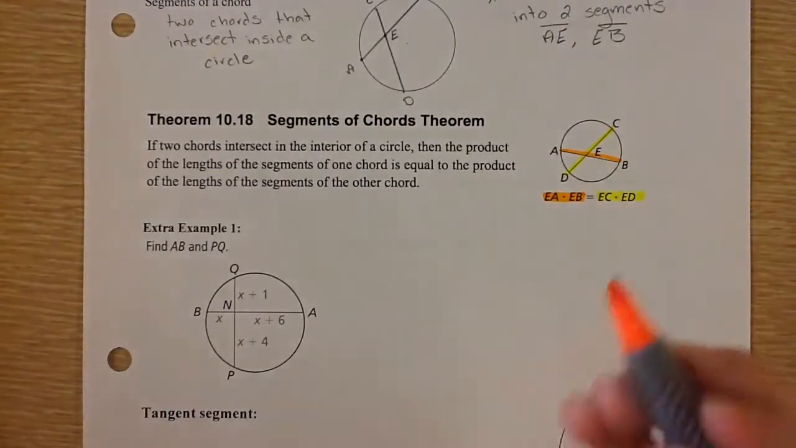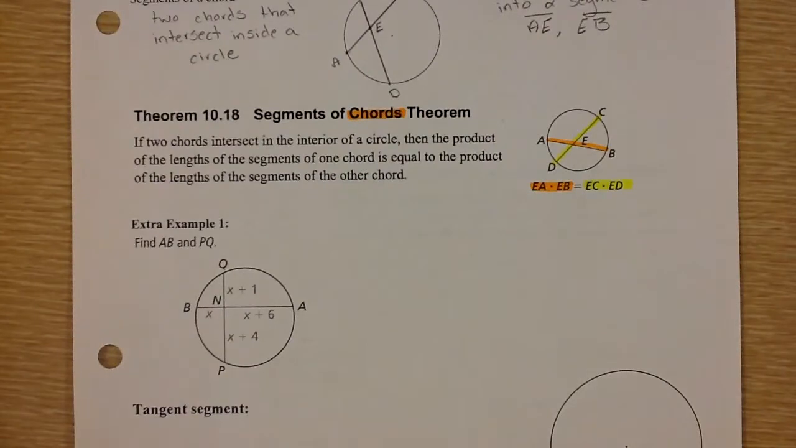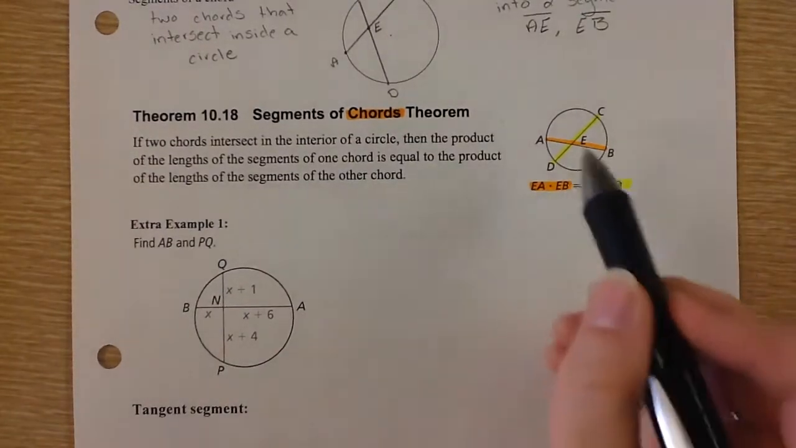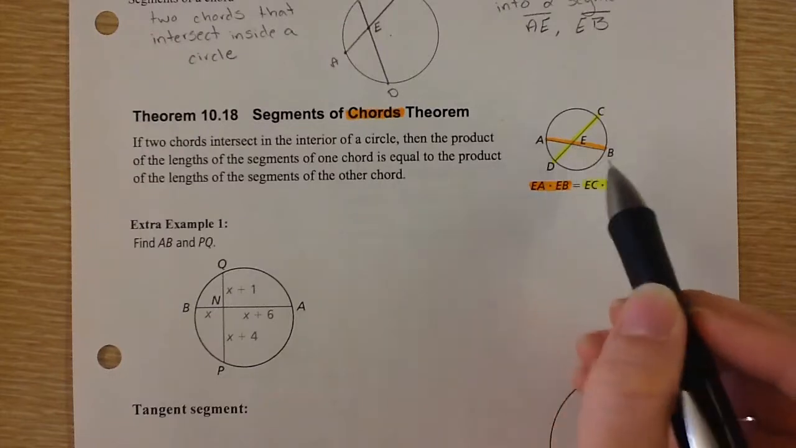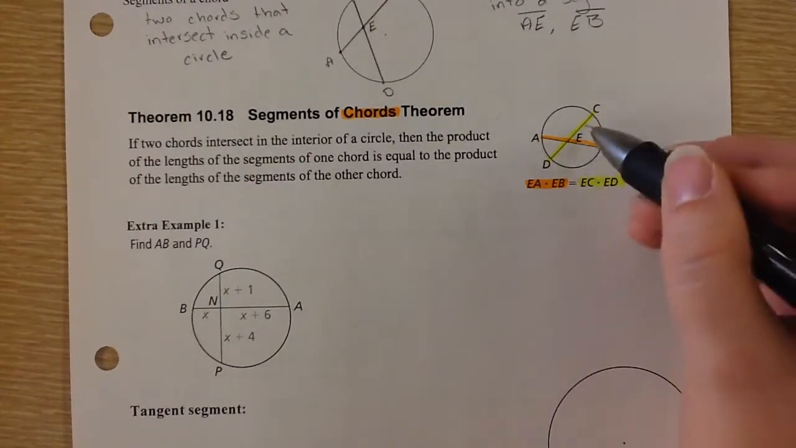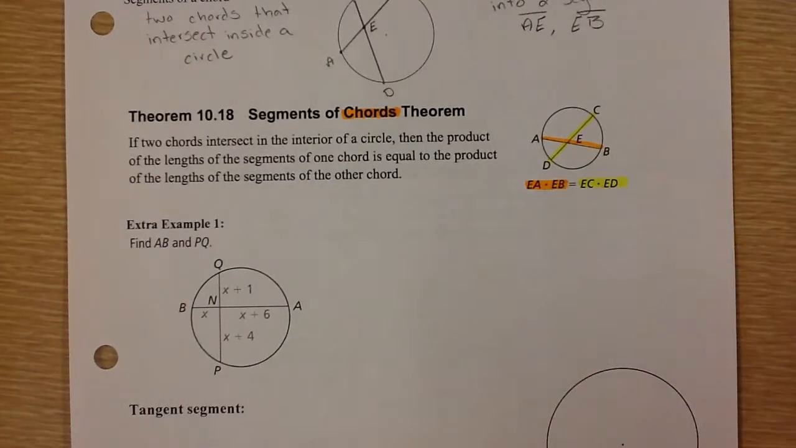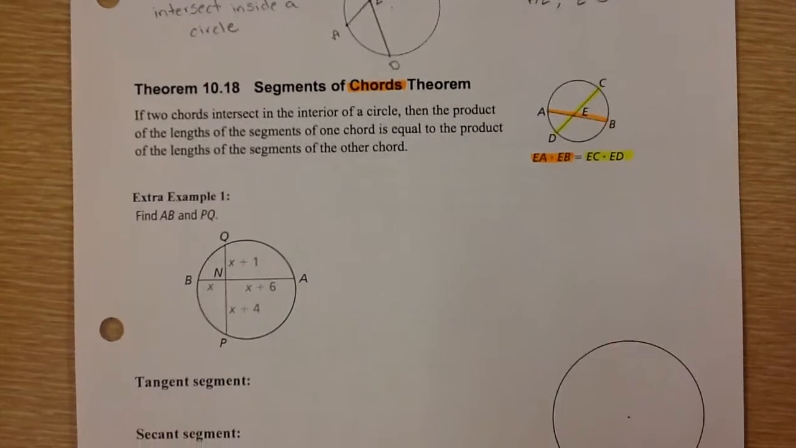Again, this only works in circles, hence it being segments of a chord. Don't get this confused with if it's outside of a circle. This does not work, but that's just how chords work inside a circle. The product of those pieces, A to E times EB, and D to E times EC, are equal. So I can use that to help me find missing pieces of these chords.